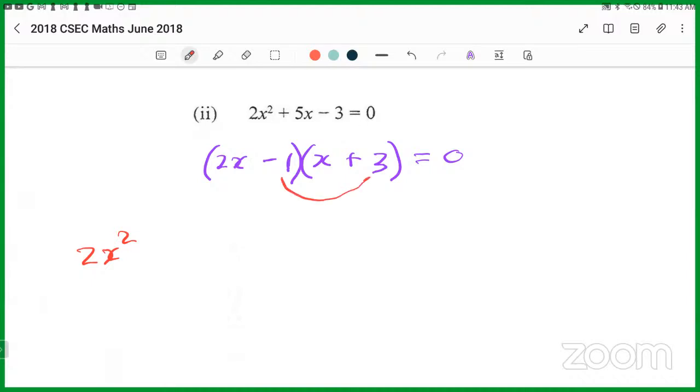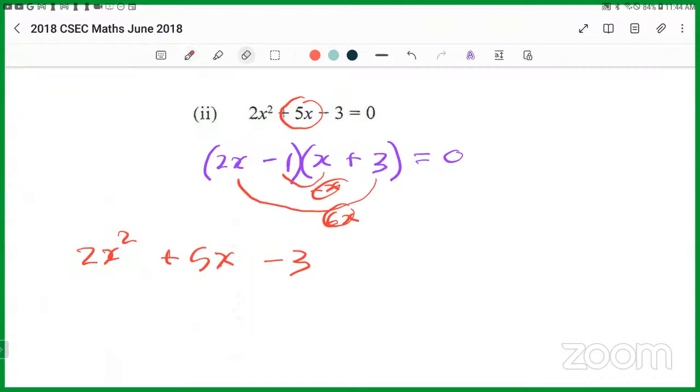This time, the negative 1 times the 3 gives me the last value, which is negative 3. And remember, as always, the middle term is the sum of the far product and the near product. The far product is 6x. The near product is negative 1 times x, which is minus x. These give me the middle term of plus 5x. So it means that those two factors are correct.